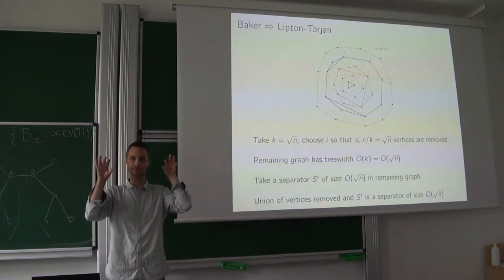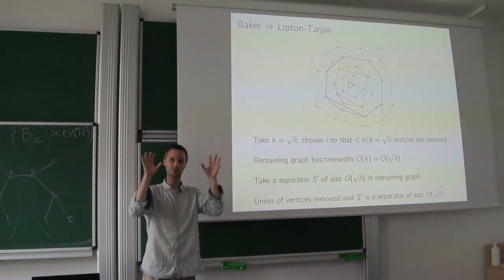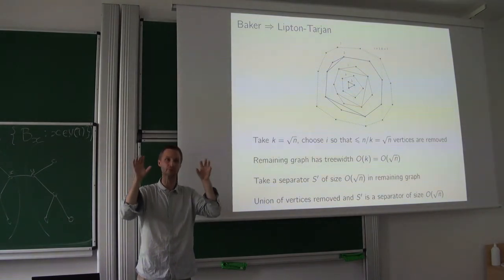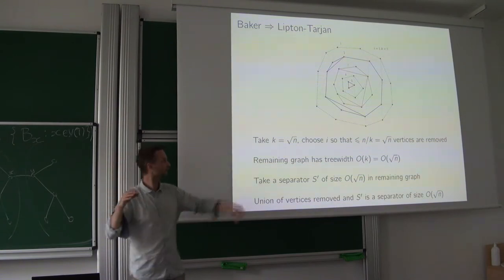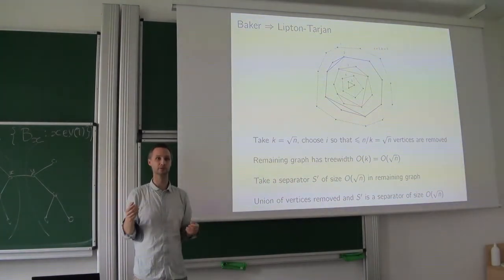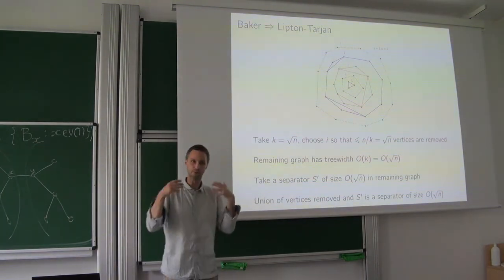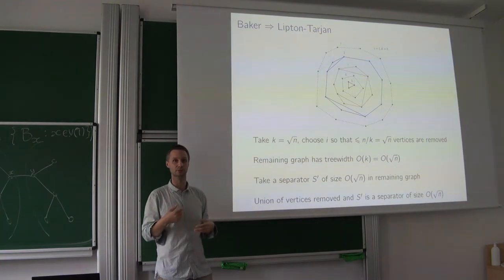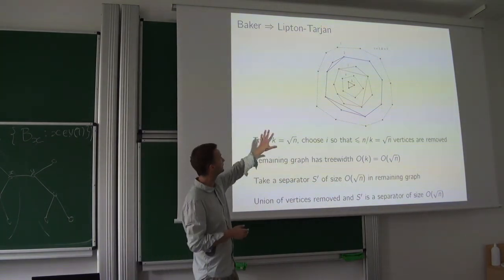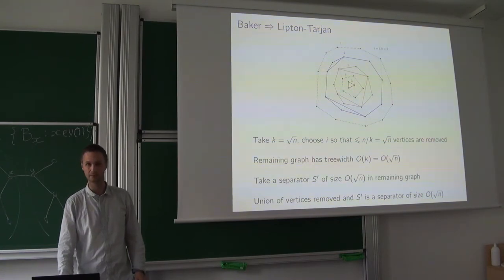So you remove these at most root n vertices, and you're left with a graph of treewidth big O of root n. As we've just seen before, if you have treewidth big O of root n, you have a separator of size big O of root n. Okay, so in the remaining graph, take a separator of size big O of root n. Now, in that separator, add all the vertices that you removed in the first phase. That's root n vertices. You still have a set of size big O of root n, and that's a separator of the original graph. Right, so the point I'm trying to convey here is that if you take k to be root n, you somehow fall back to Lipton-Tarjan. But there are other choices of k that make sense as well. So in this sense, Baker's technique is really a refinement of the root n size separators of planar graphs. Is this clear so far?